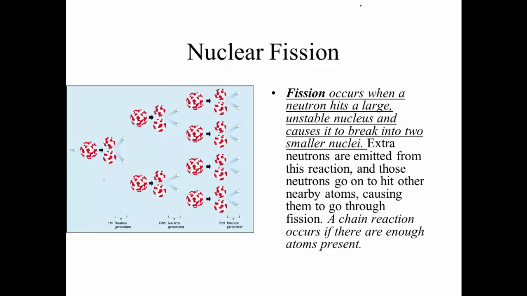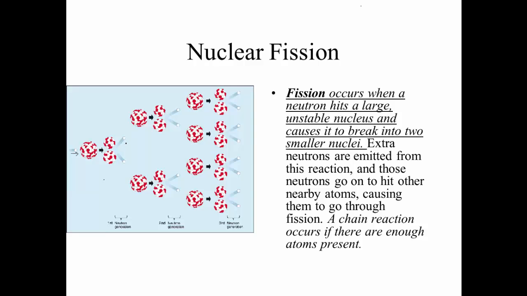So fission actually occurs when a neutron hits a large unstable nucleus and causes it to break down into two smaller nuclei. So a neutron is kind of like the starting point here. It gets the ball rolling. So here comes a little bitty neutron, that little white dot, and it hits this great big nucleus that's already unstable. It would undergo alpha or beta decay naturally, but the neutron actually causes it to do something different. It causes it to break down into two smaller nuclei.